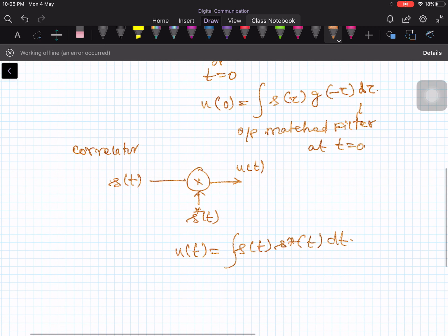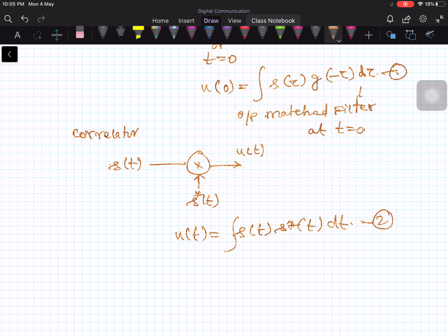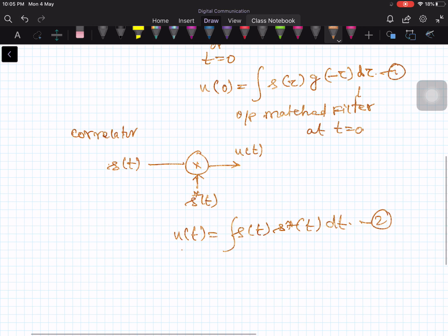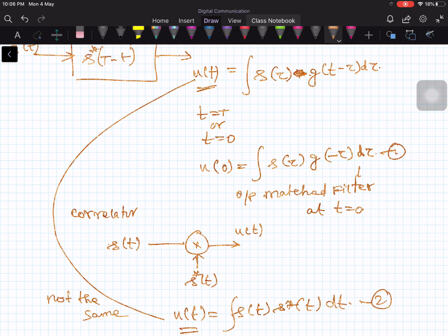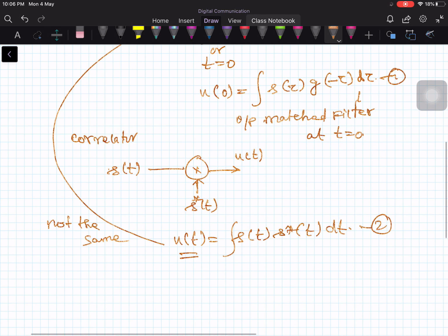Now you take this equation, let's say 1, and this equation 2, and both are equal provided the output of the matched filter is sampled at t equal to 0. That means the output waveforms are not the same. This u of t and this u of t are both not the same. The output of the matched filter and the output of the correlator are not the same, but the waveform value at the sampling instant of interest can be made the same. Therefore the sampled value will be the same.